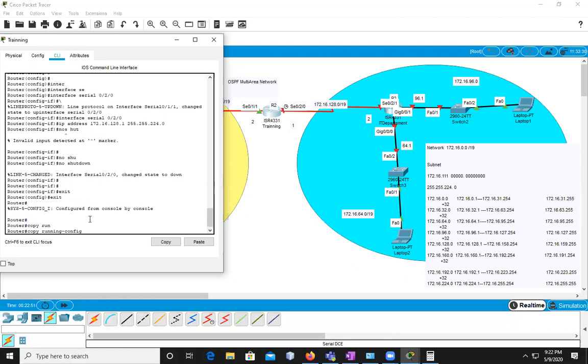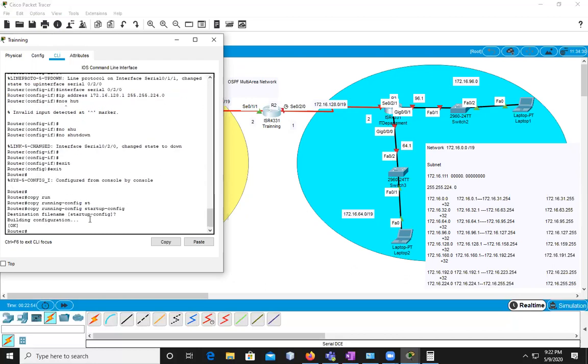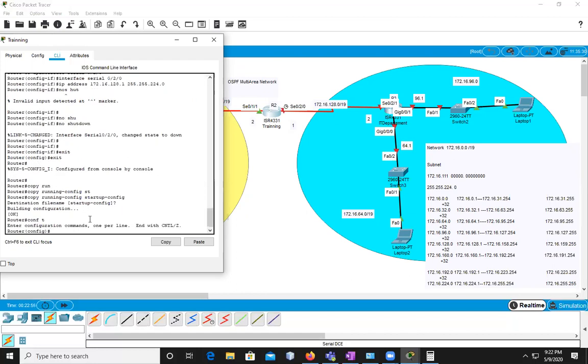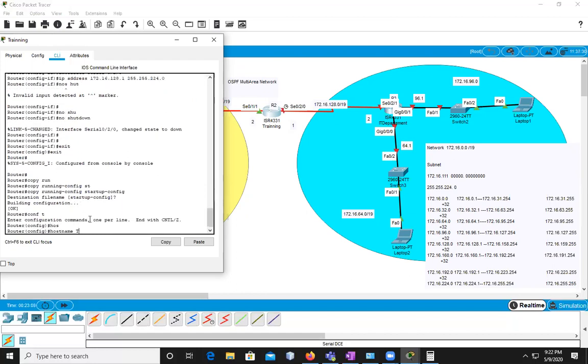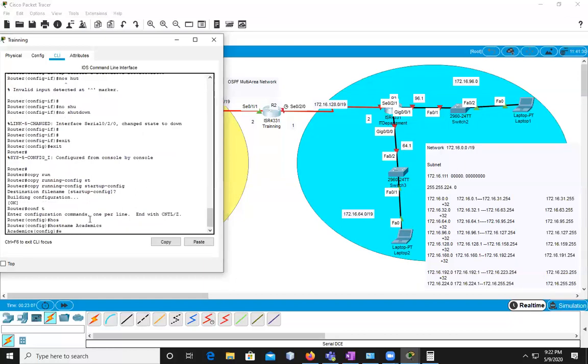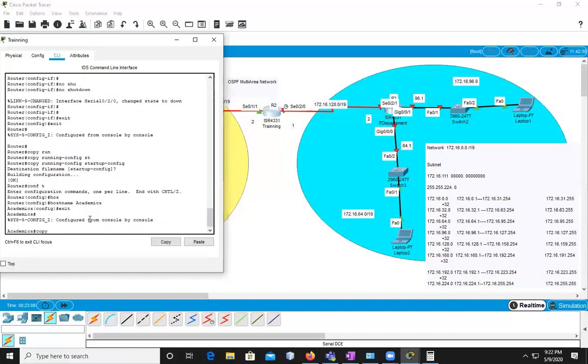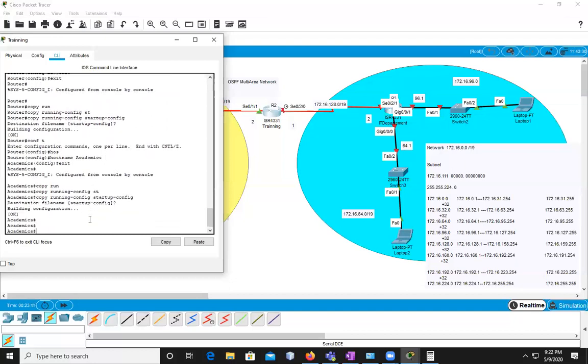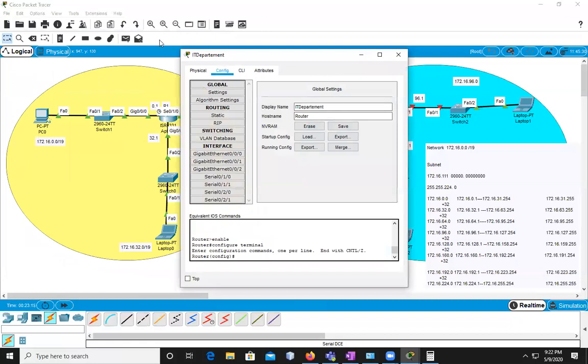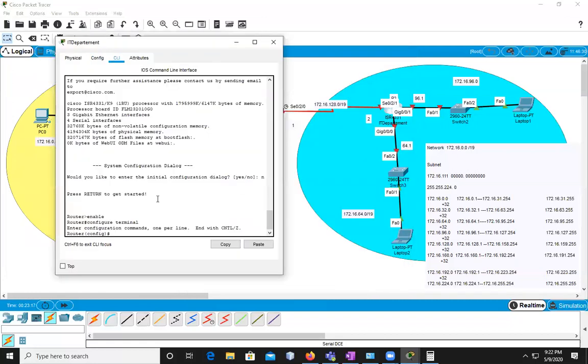Copy running to startup, and we can change the name of it by going to host name. It is training, or you can say academics. That's it. Exit. Copy running to startup. It will save the configuration. With this, we are done now. We'll go to this interface now where we have some more things to do.